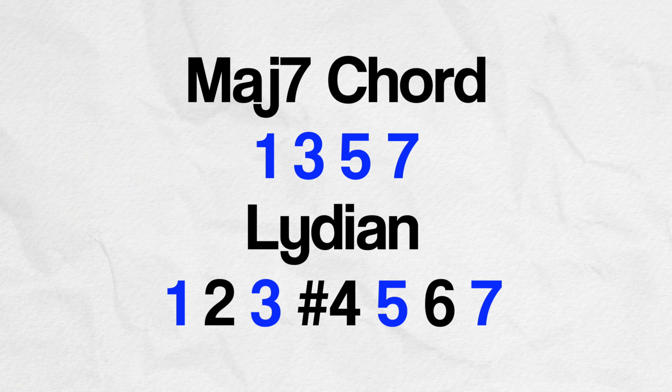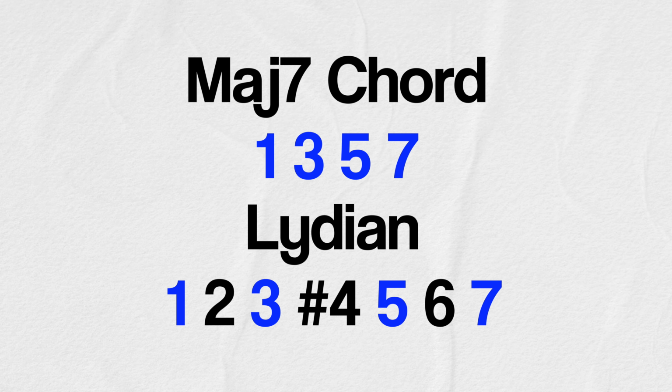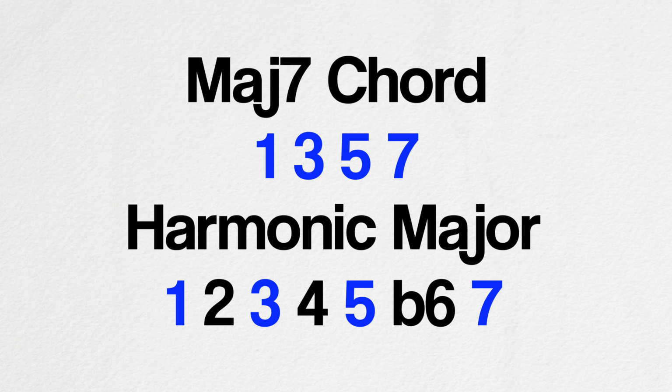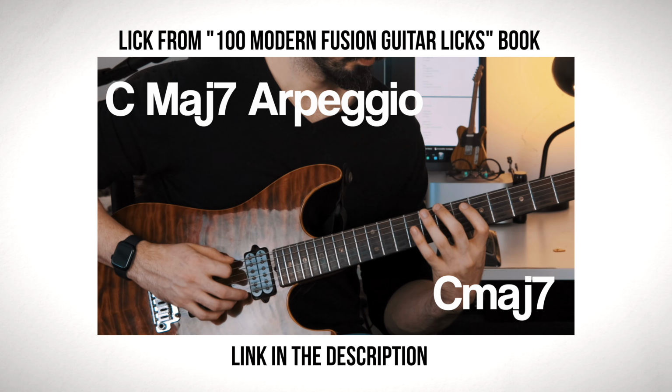C Lydian has a construction of 1, 2, 3, sharp 4, 5, 6, and 7. You can clearly see the chord tones of 1, 3, 5, and 7. While C harmonic major has a construction of 1, 2, 3, 4, 5, flat 6, and 7. Again, you can clearly see the chord tones of 1, 3, 5, and 7. So you can play any of these scales over the top of that C major 7 chord. You can even combine these together to grab a couple of different spice notes here and there.